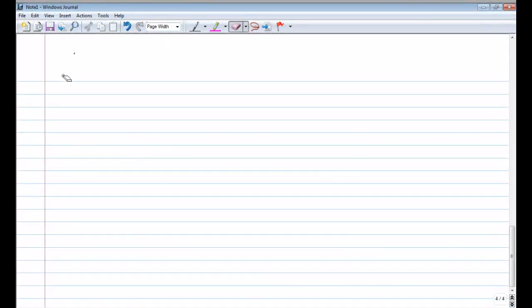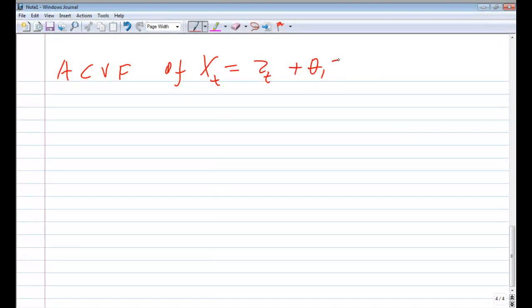Okay, sorry, let me use this one. ACVF stands for autocovariance functions of xt. Which xt? Moving average of order 2, which is defined by zt plus theta 1 zt minus 1 plus theta 2 zt minus 2.